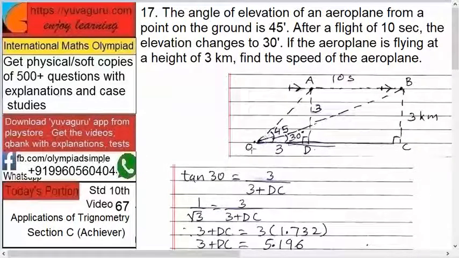Okay. Say this, I am at a point O now, and it is 45 degrees. I am seeing this aeroplane over here. After 10 seconds, this plane is flying over here, at point B. Then I am seeing it at an angle of 30 degrees. Okay. Now what is given? 3 kilometers. This is 3 kilometers. Now what do I want? Speed of the aeroplane.